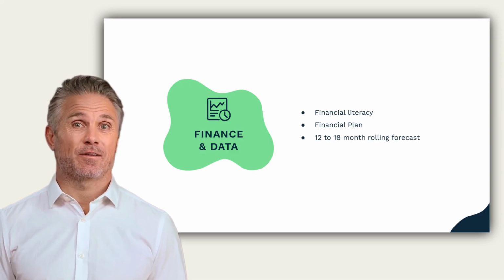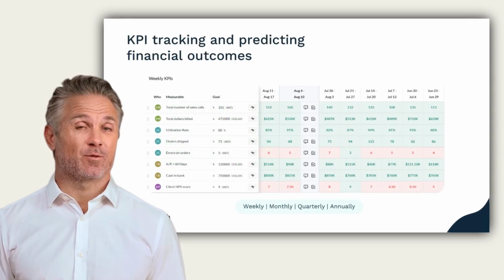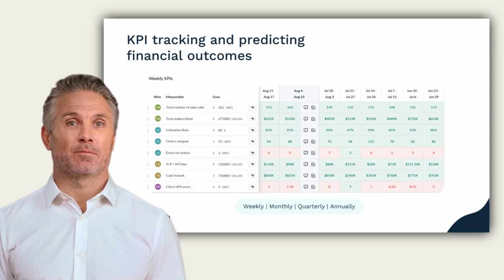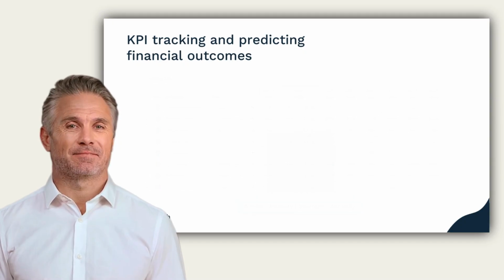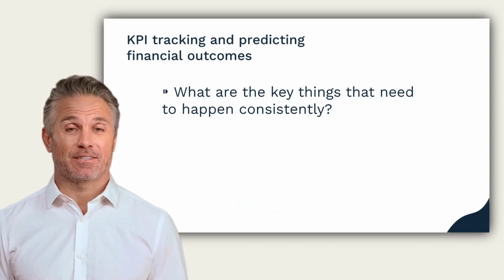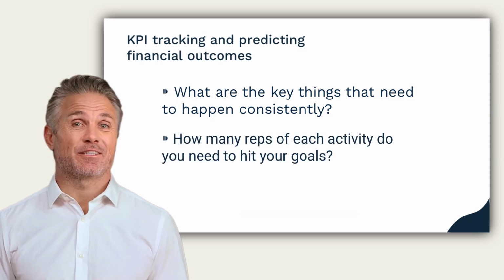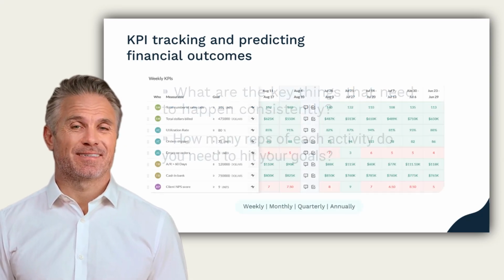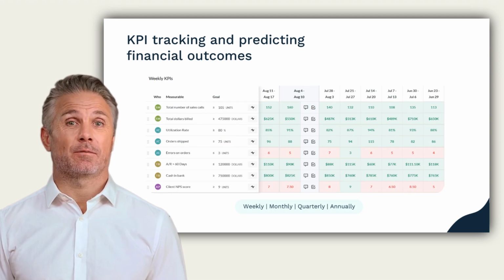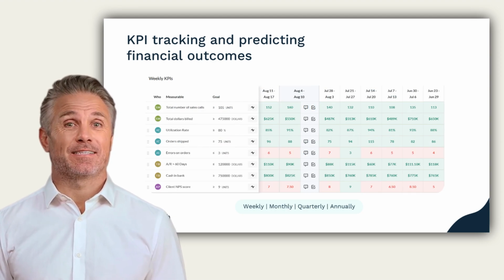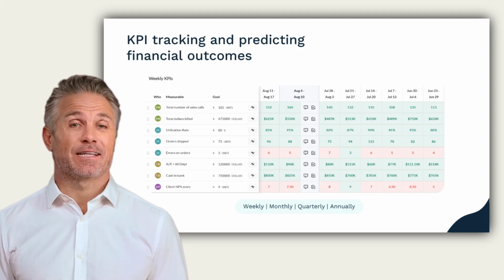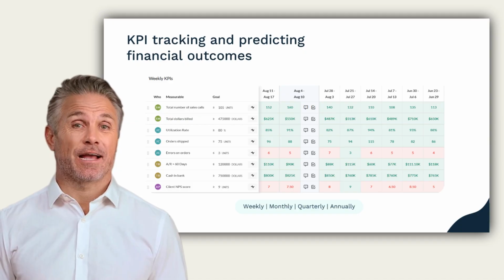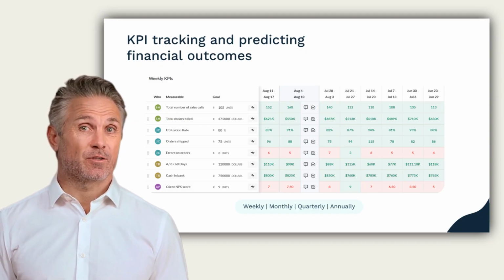So, we've got a set of conversations and tools around this. One of them is a simple but powerful dashboard, a view of the most important activities in your business every single week. We look at what are the key things that need to happen consistently? How many reps of each activity do you need to hit your goals? I like to think of your property management company as a money machine, and each of these activities is a gear inside that machine. This dashboard helps us see how fast each gear needs to turn every week to keep the whole system running smoothly.